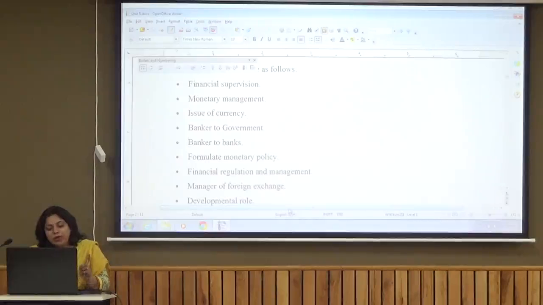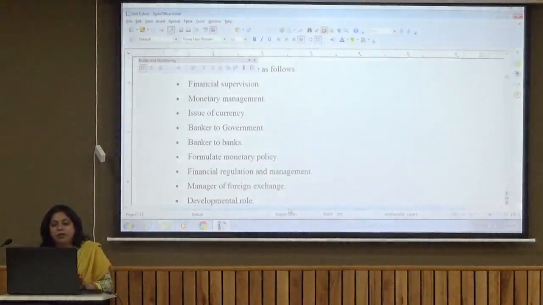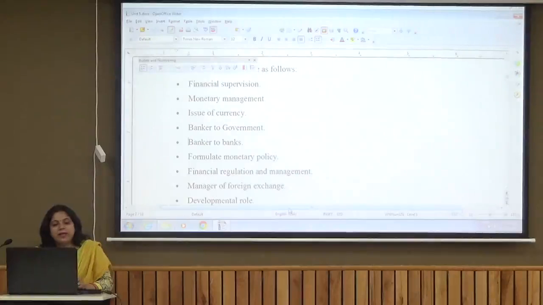Banker to bank. Without the banker's license, no commercial bank, RRB or any other cooperative bank has permission to start or do financial business of banking in the country. So they must have an account with RBI, and that's why it is called a banker to banks or a lender of last resort to banks.